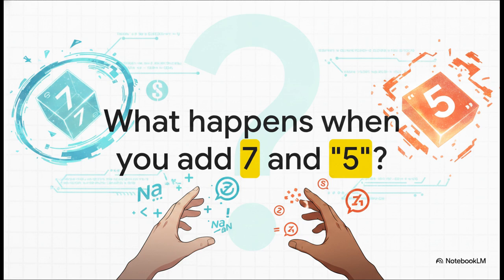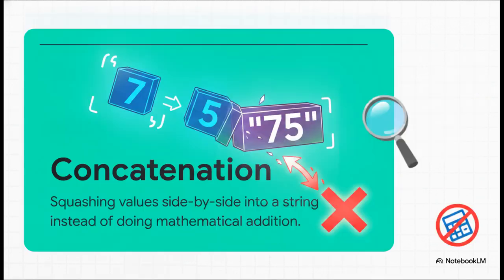What actually happens when you try to add them together? Do you get 12? Does the whole program just crash? No way, the answer is actually 75. Wait. What? Why? Well, it's because of a concept called concatenation. See, the second you surround a number with quotation marks, JavaScript instantly stops seeing it as a number and starts treating it as text, a string data type.